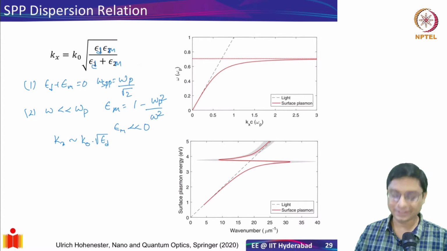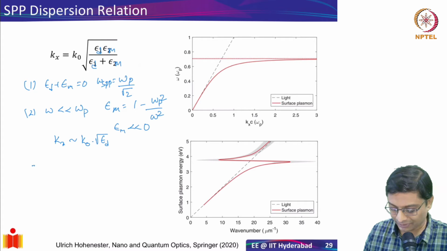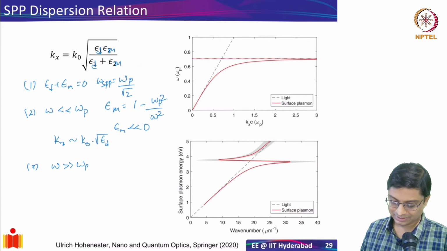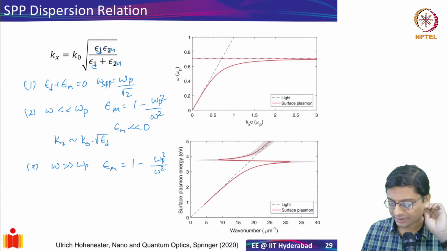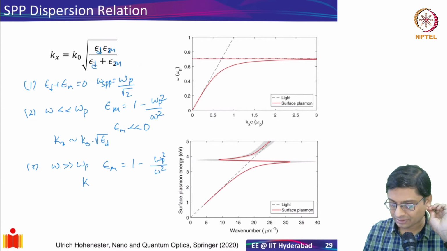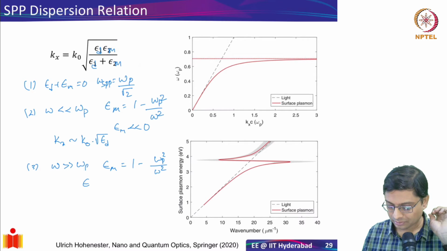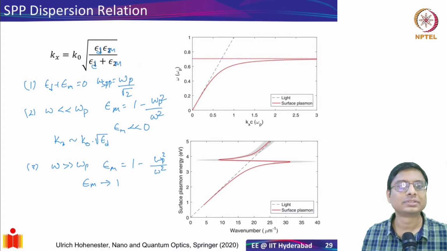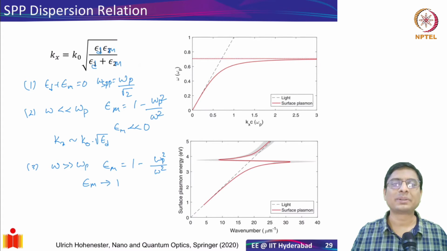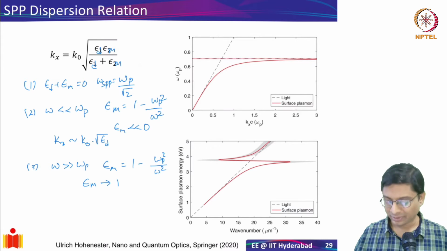What happens to the higher frequencies? So third case, what happens when omega is much greater than omega p? Well, what happens to epsilon metal in that case? Epsilon metal equal to, ideally it should be 1 minus omega p square by omega square. Okay, so what will happen in this case? As frequency goes to very high, infinity, epsilon metal tends to 1. Okay, of course in reality for real metals it's going to be some epsilon infinity, which is 3, 4, some number. But okay, for now, for ideal metal, epsilon metal equal to 1.